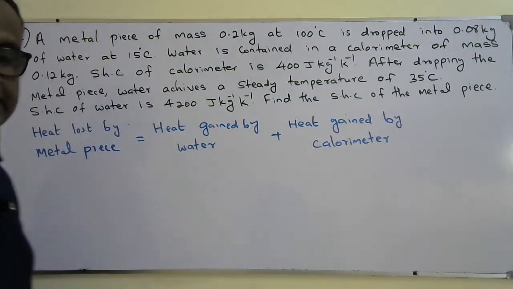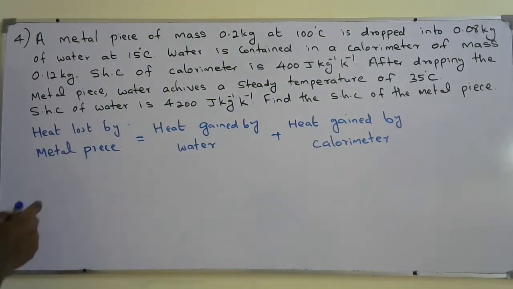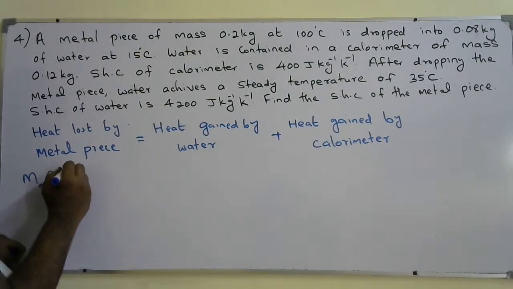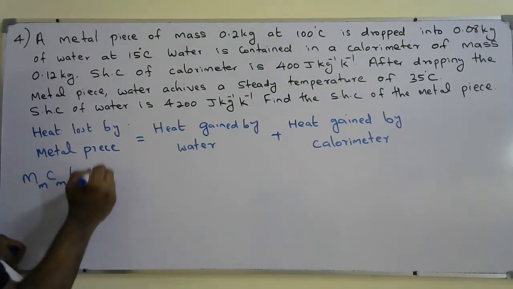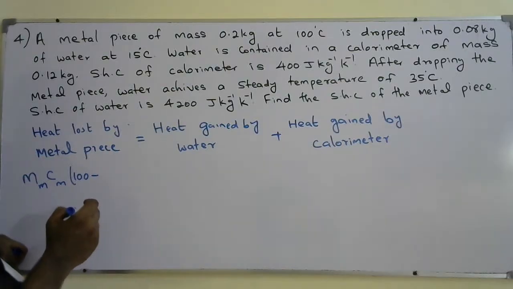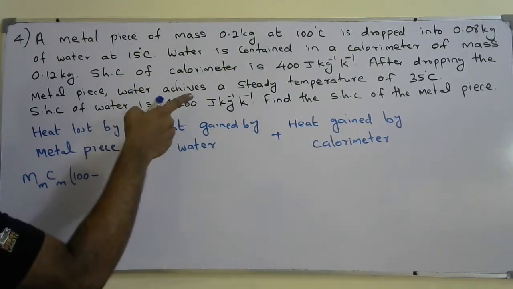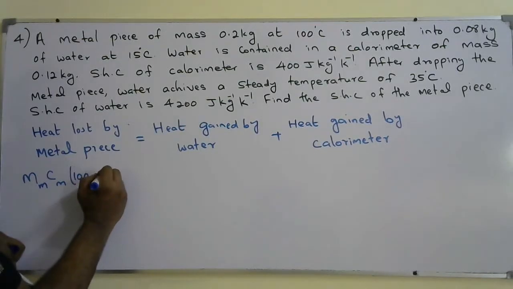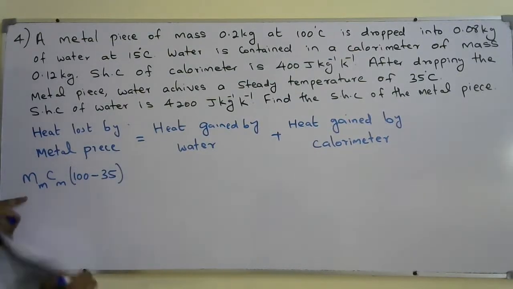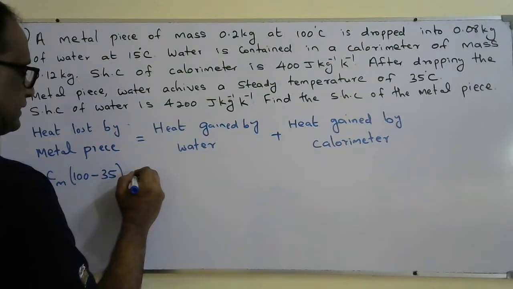Okay, we'll write this in symbols. Heat lost by the metal piece: mass of the metal piece, we'll say m, c m. That's what we are going to find. Initial temperature was 100 degrees Celsius. Finally, the temperature becomes 35 degrees Celsius. We'll substitute it, but I'll put the temperature change.